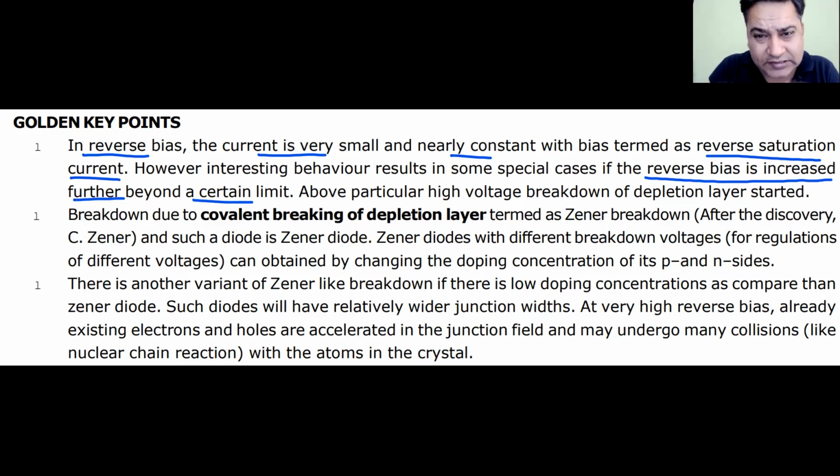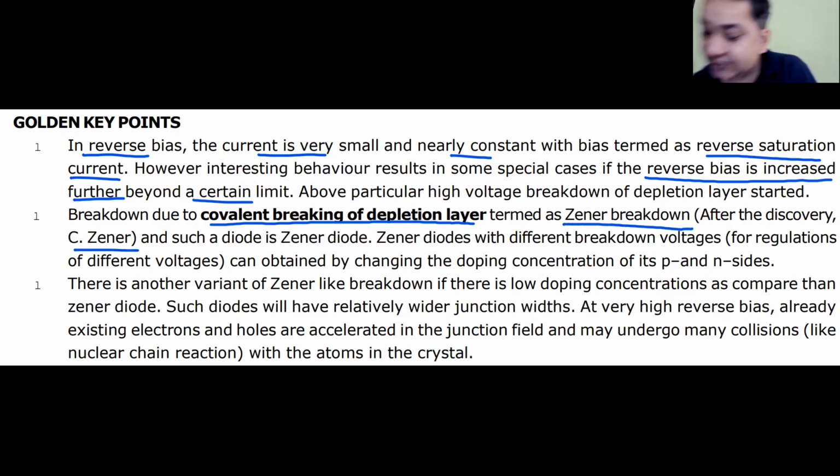If you keep on increasing the reverse bias voltage, that means the N type is connected to positive and P type is connected to negative, I increase the battery, I increase the value of this voltage. If I keep on increasing this, there will be a condition when the depletion layer will break down. The voltage becomes so high in the reverse bias that the depletion layer will break down. This condition is known as the Zener breakdown.